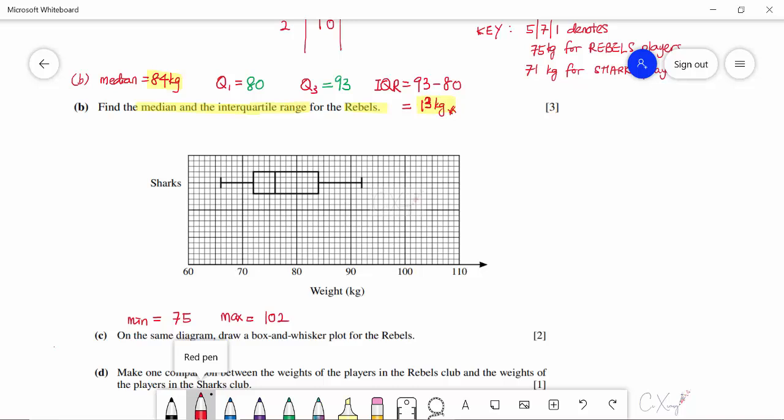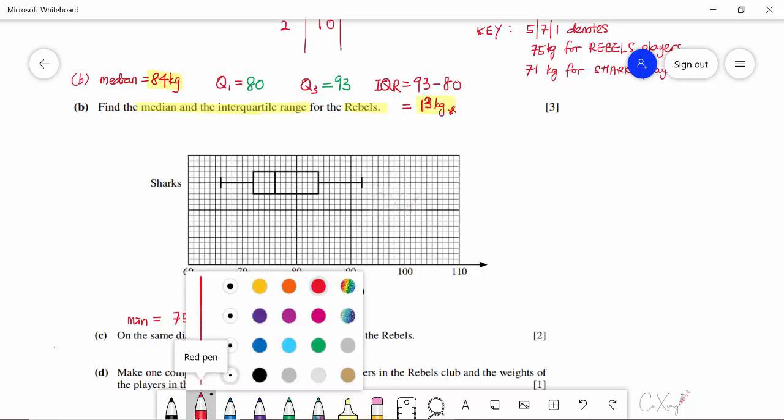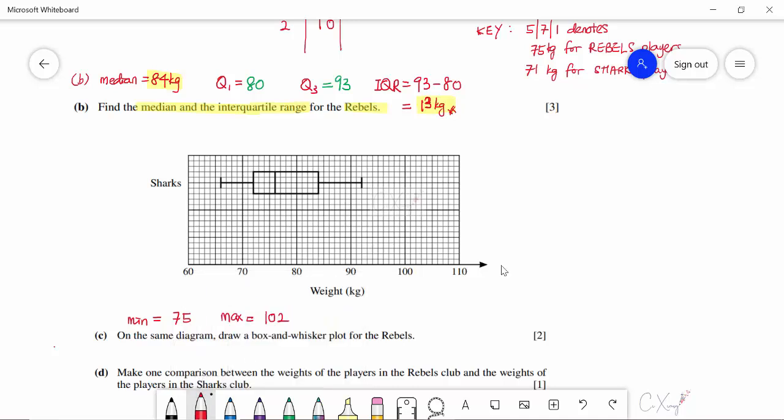So the first value that you need to draw in your box and whisker plot is the minimum value, which is 75. So 75 should be somewhere here. The second value that you are going to draw will be Q1. Just now you already found out it is 80, so you draw 80. The third value that you draw will be the median, which is 84. Then the fourth value will be Q3, which is 93.